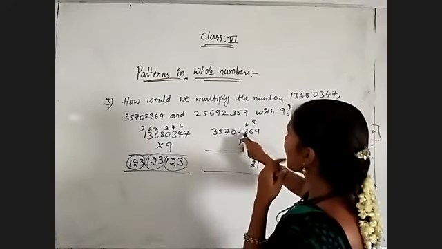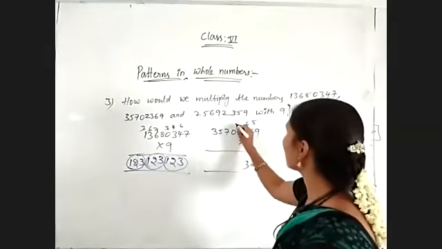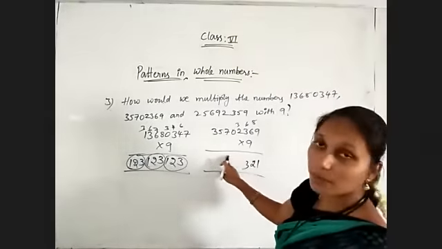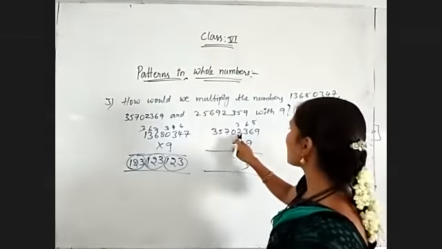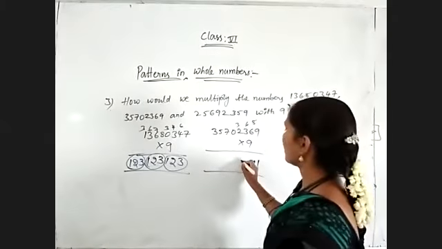9 3s are 27. 27 plus 6, 33. So 3 2 1 we got. Compulsory, the remaining 2 times also we will get 3 2 1, 3 2 1. We will see. 9 2s are 18. 18 plus 3, 21. 1.